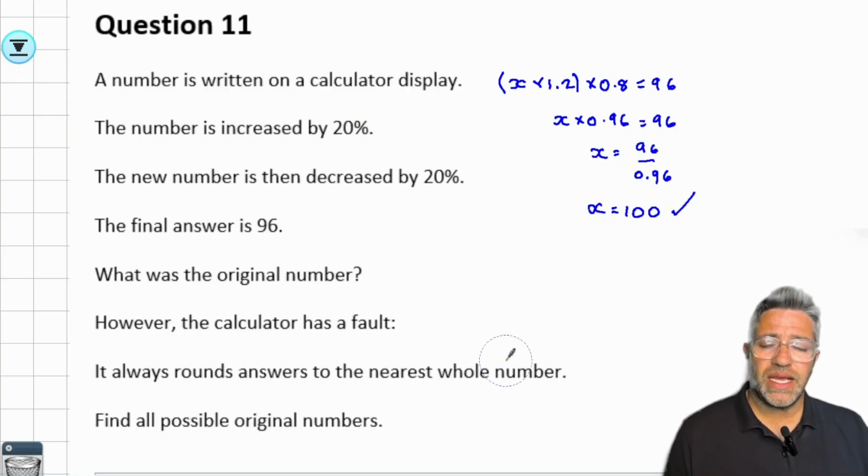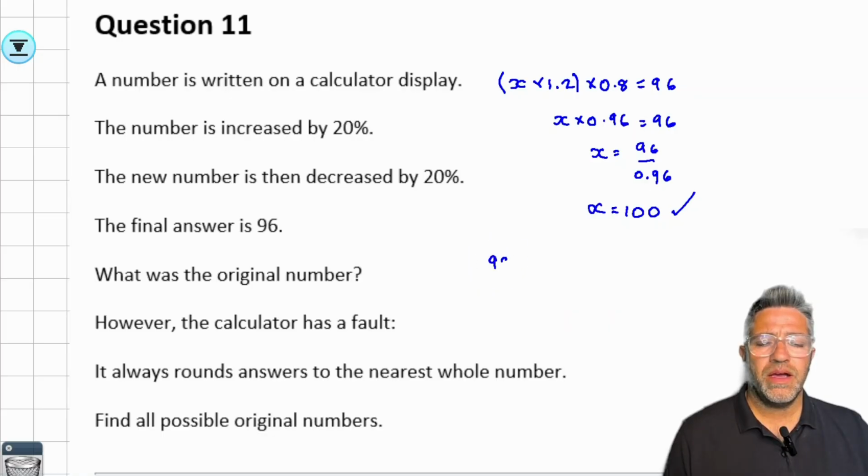However, the calculator has a fault. It always rounds answers to the nearest whole number. Find all possible original numbers. So although we know the exact answer is 100, we also need to know what numbers will round to 100.